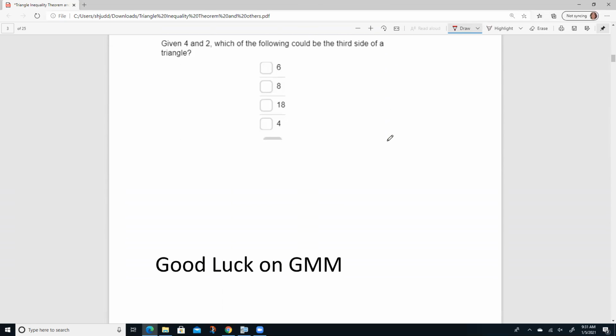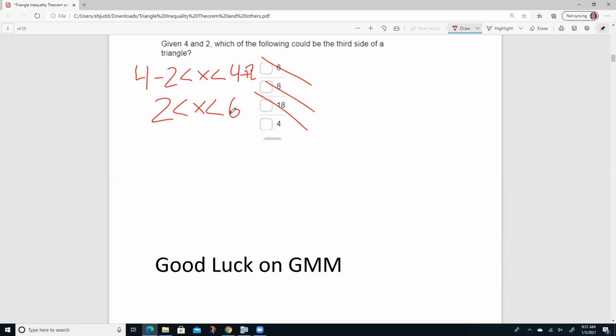All right, given 2 and 4, which of the following could be the third side? Okay, so we're just going to add and subtract one final time. 4 minus 2, less than X, strictly less than 4 plus 2, which is 6. Okay, so if we're looking at this, which numbers are in between 2 and 6? Well, 6 is too big, 8 is too big, 18 is way too big, 4 is our answer. All right, good luck on Get More Math.